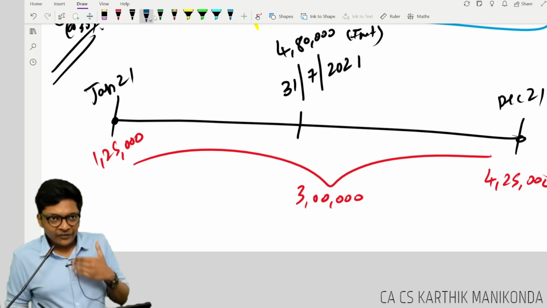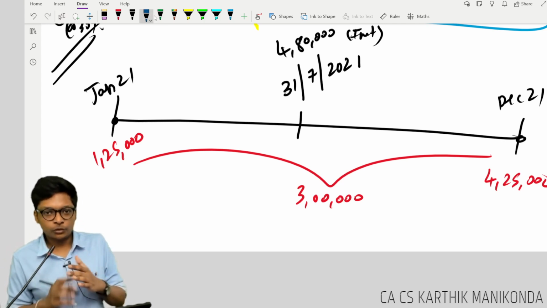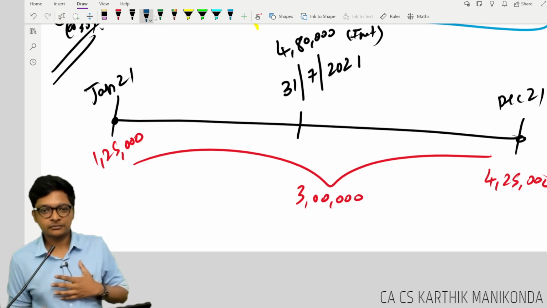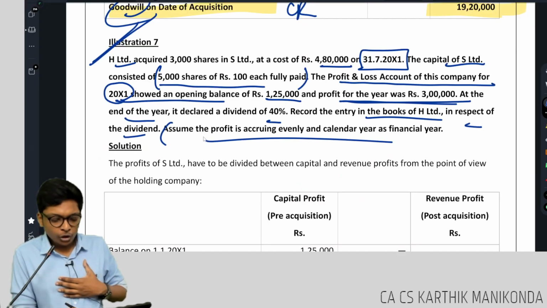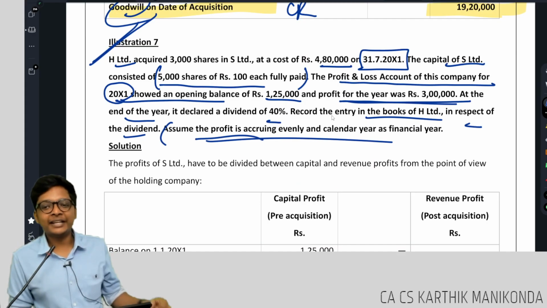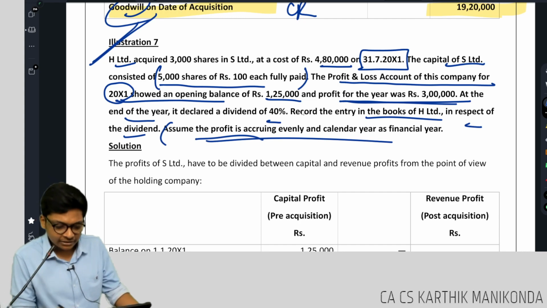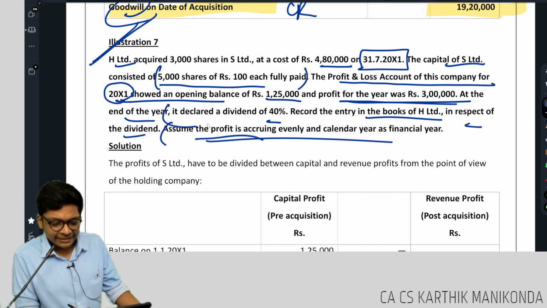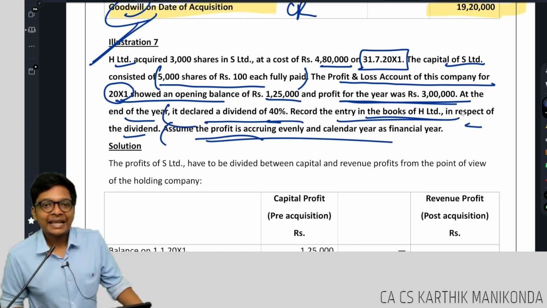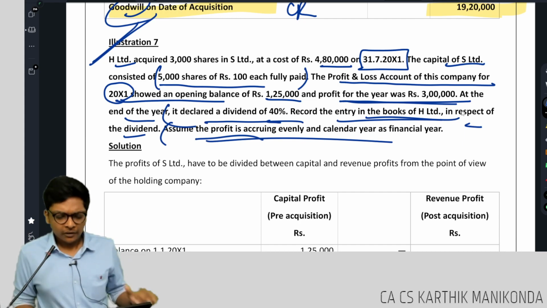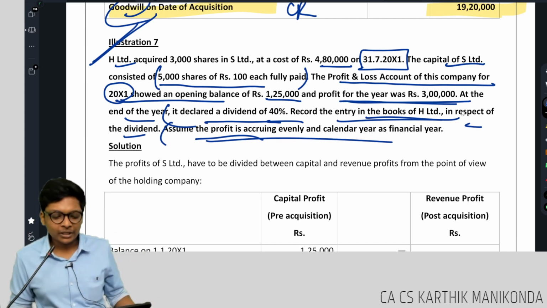Now, to find goodwill or anything, here they are not asking goodwill. What are they asking? How do you account for dividend? Look at this. They declared dividend of 40%, record the entry. First, let me compute the dividend, guys. What is dividend computation?